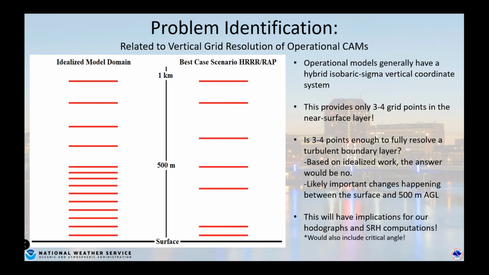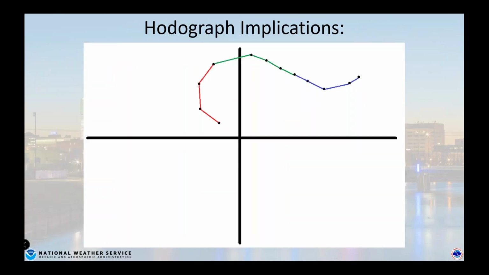And so the other thing to keep in mind is that if there are these small processes that are ongoing that we're not necessarily capturing, that could have pretty critical implications for both our hodographs and our storm relative helicity computations. It would also include impacting the calculations for a critical angle.